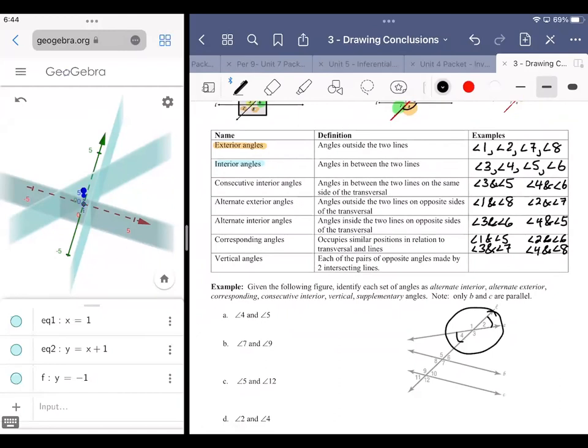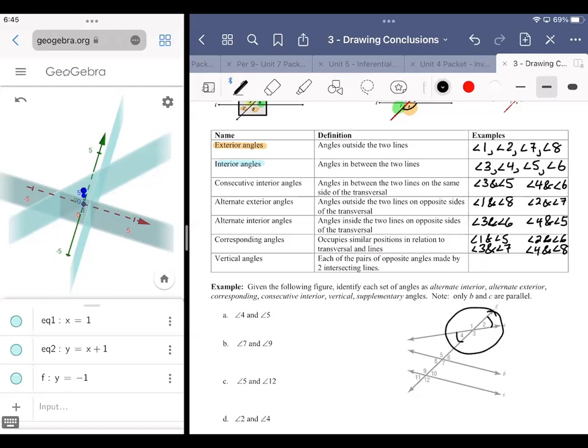Why they're called vertical, I have no idea. I did at one point take the time to look it up and understand it, but it's trivial information, so it has not stood the test of time.